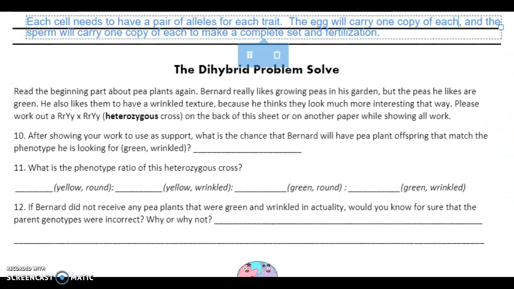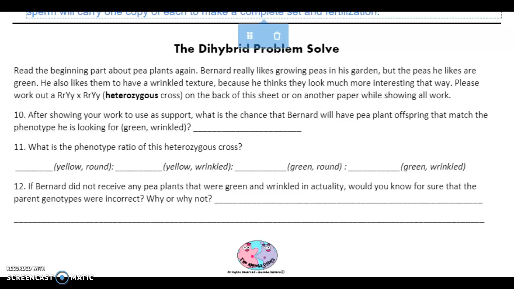Dihybrid problem solving. Read the beginning part of the pea plant again. Bernard really likes growing peas in his garden, but the peas he likes are green. He also likes to have them with wrinkled texture because he thinks that they look much more interesting that way. Work out the big R, big Y, little y cross with the big R, big Y heterozygous cross on the back of the sheet and on the other paper while showing all of your work. Okay, after showing your work, to use as support, what is the chance that Bernard will have a pea plant offspring that matches the phenotype he is looking for, green wrinkled?